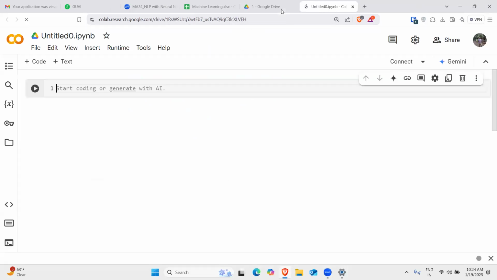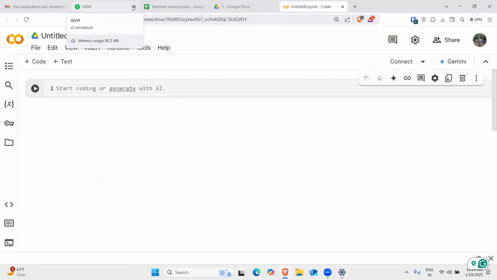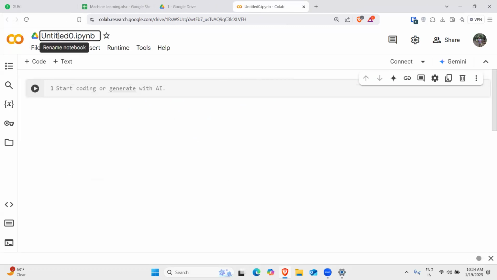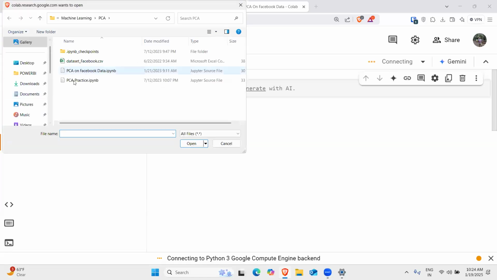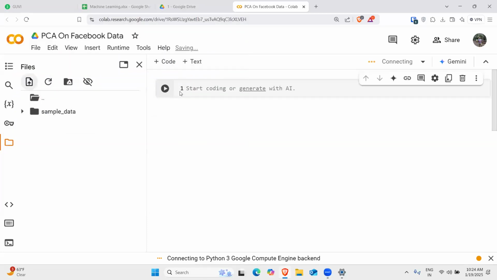Okay. So PCA on Facebook data, right? So just a basic level of project we are going to do over here for PCA, and then we'll see some advanced part if time permits. So I'll just upload this data which I'm going to use.